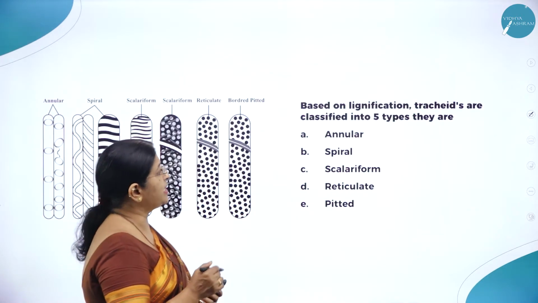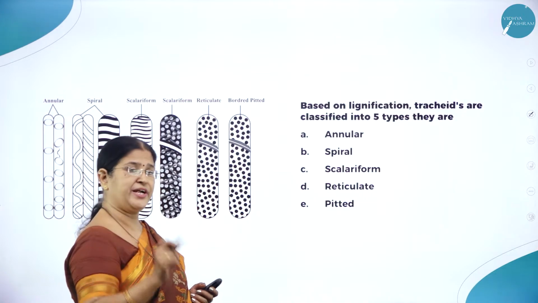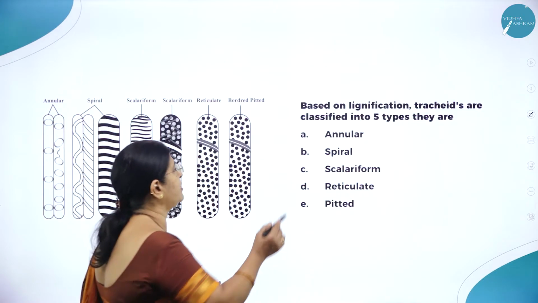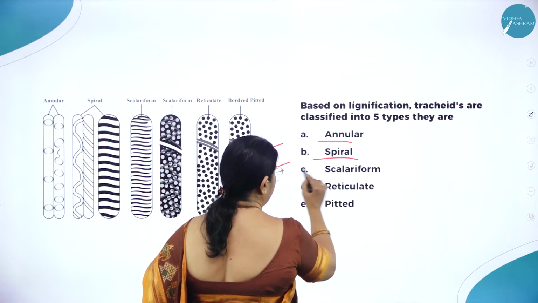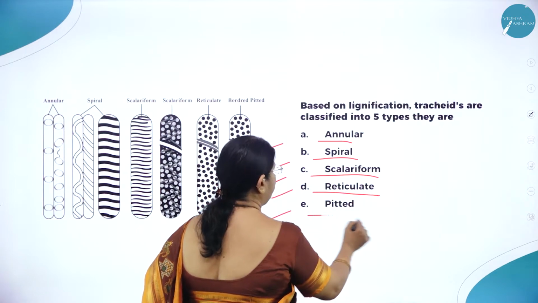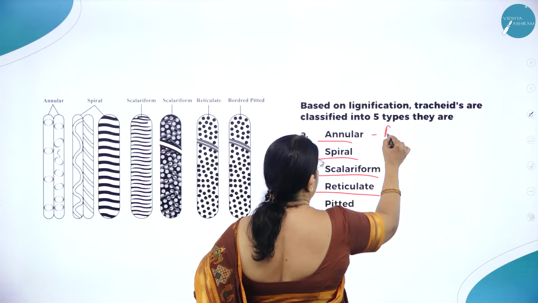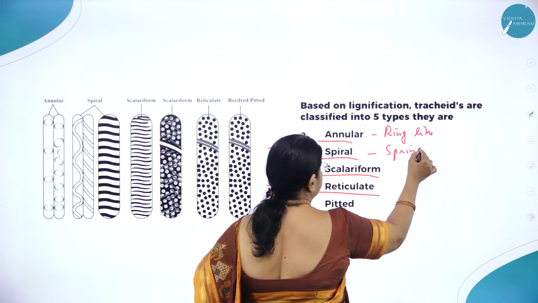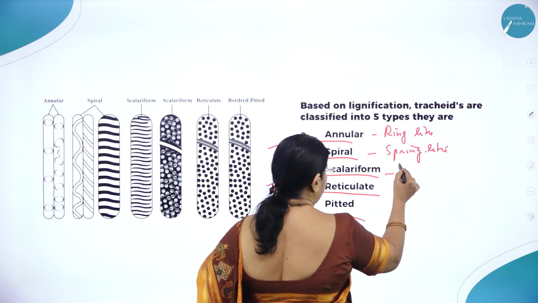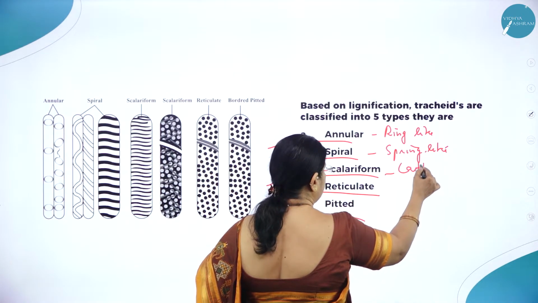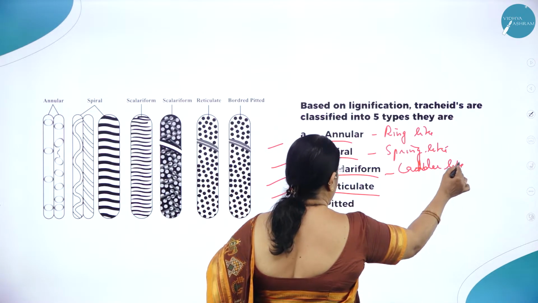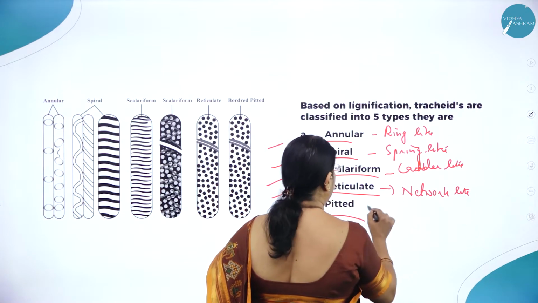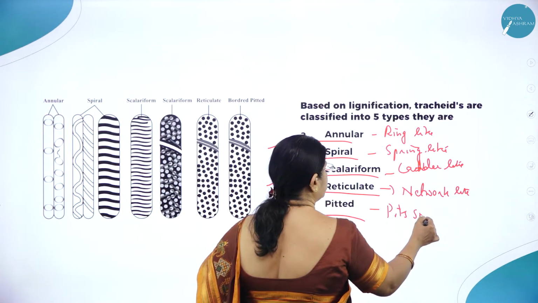Now, based on the lignification, tracheids are classified into 5 types. What are they? Annular, spiral, scleriform, reticulate, pitted. Annular means ring-like. Spiral, spring-like. Scleriform, that is ladder-like. Reticulate, network-like. Pitted, with small pits.